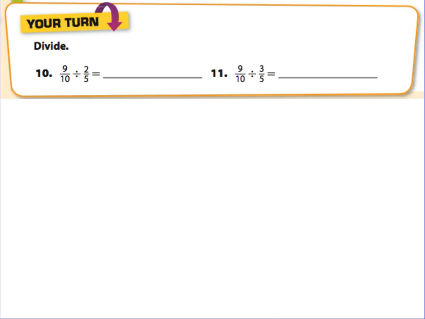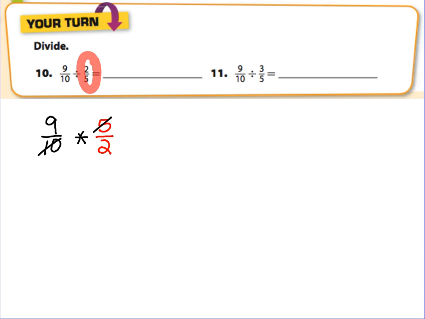So again, I'm going to take that red pencil and circle that 2/5 is my divisor. I wanted to do that in pencil, not highlighter. And then I'm going to flip it because I need its reciprocal. So it's going to turn from 2/5 to 5/2. Now that I've done that, I can change it to multiplication of 9/10 times 5/2.